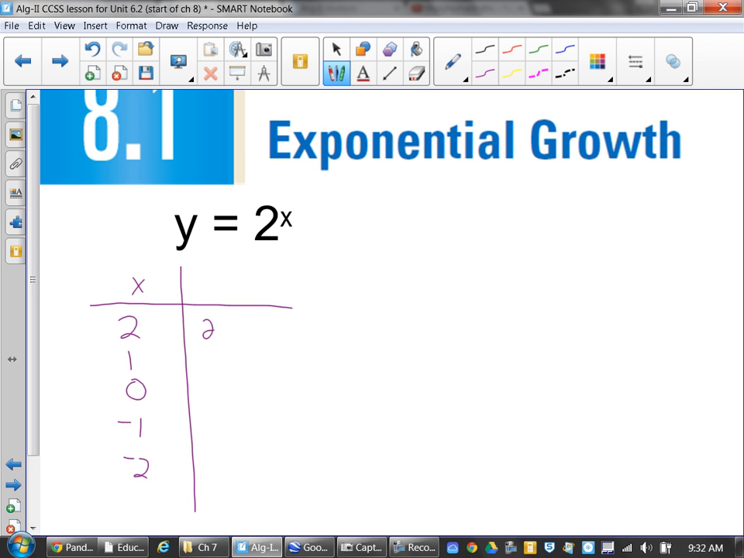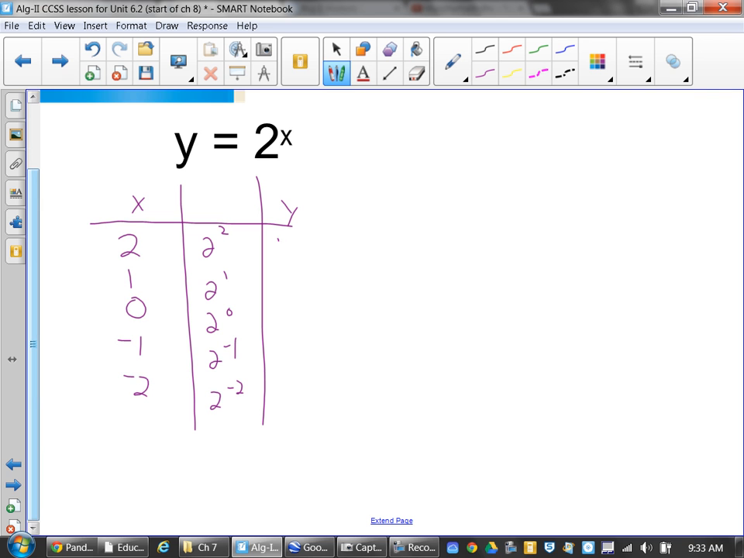So you have 2 squared, 2 to the first, 2 to the 0, 2 to the -1, and 2 to the -2. And that's going to spit you out y values. What's 2 squared? It's okay, you can say you thought about it, you weren't sure. What's 2 to the first? 2 to the 0, 2 to the -1. Good, you remembered something. And 2 to the -2. 4. Okay.